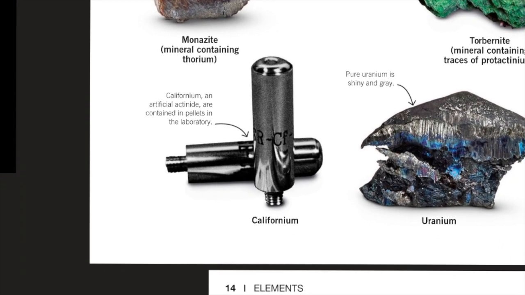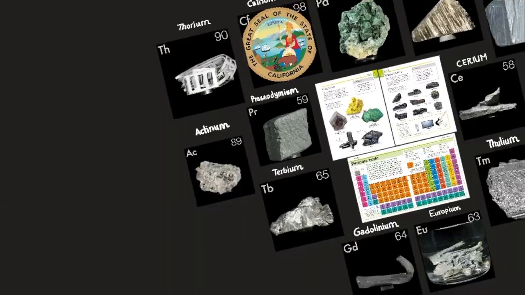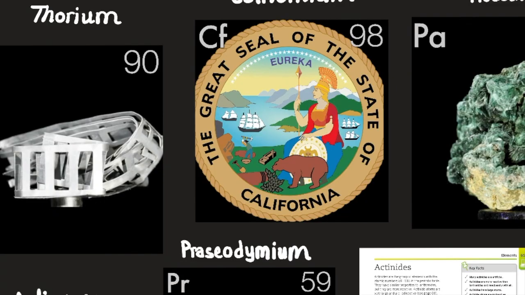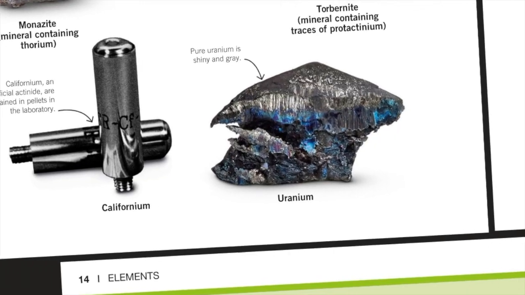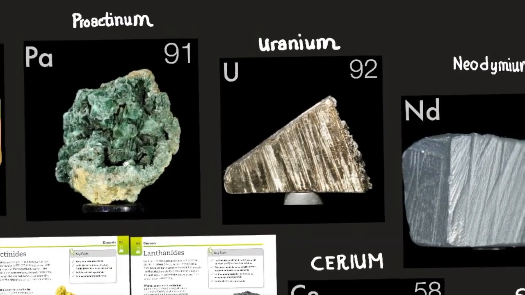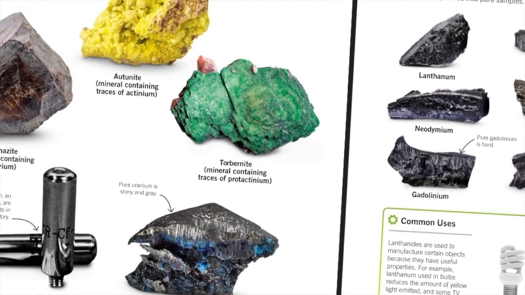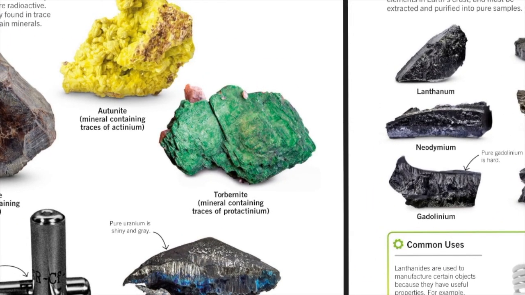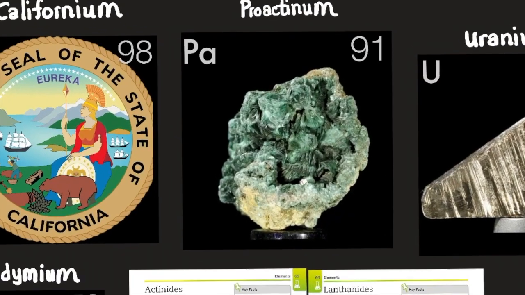Here we have californium. Californium, an artificial actinide, is contained in pellets in the laboratory. We don't have an image of it, so we have the seal of California. So here we have uranium. Pure uranium is shiny and gray. Uranium is element number 92. Californium is element number 98. Here we have torbernite. It's a mineral containing traces of protactinium, and protactinium is element number 91.